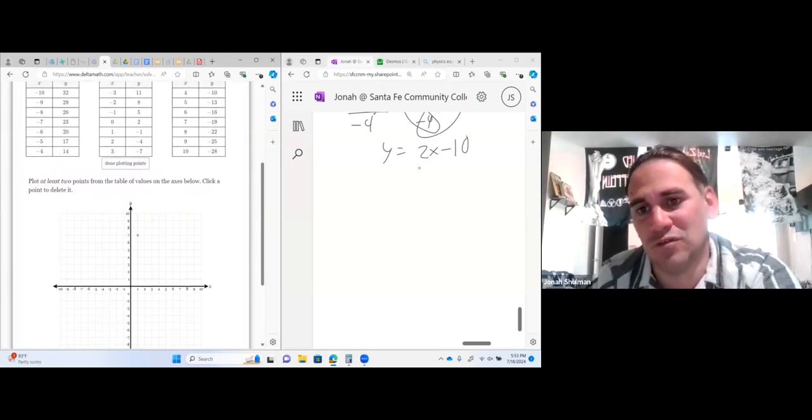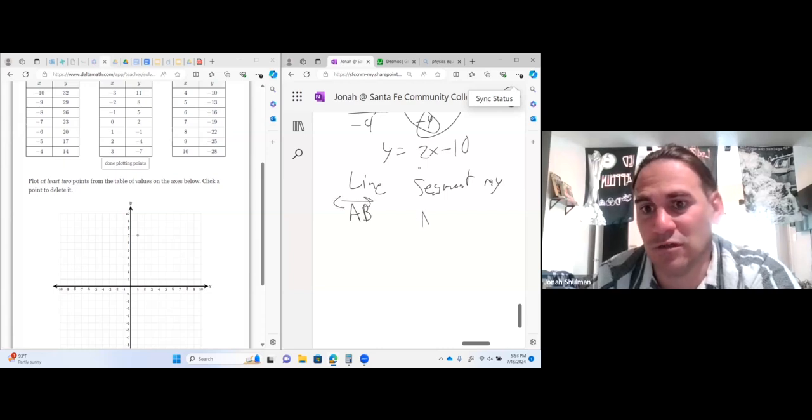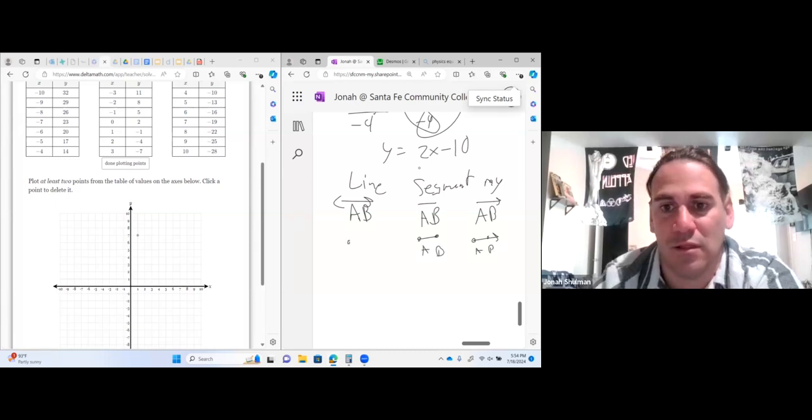A line, just so you know, is different. I know this is geometry. It's different from a segment or a ray. Line AB has the arrows and extends infinitely in both directions. A segment means it stops. It has 2 endpoints. The ray has one endpoint, and it goes on forever in one direction. AB, AB.